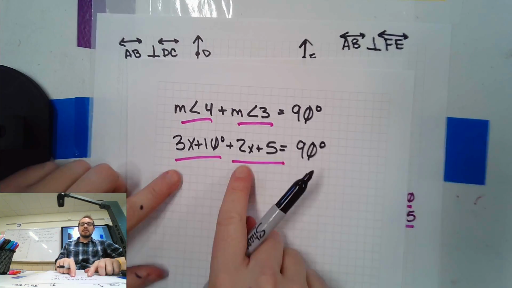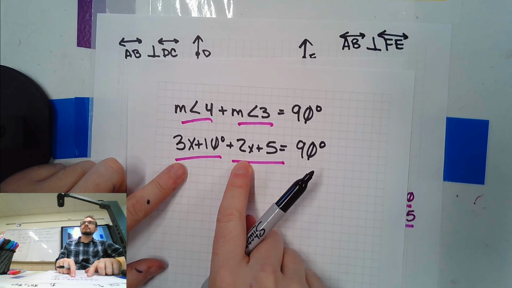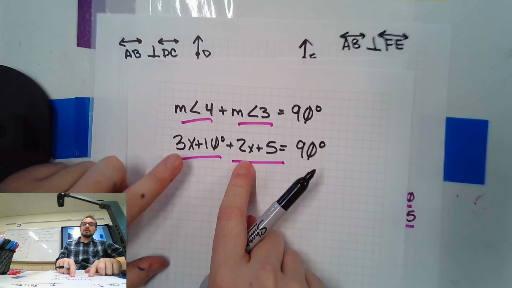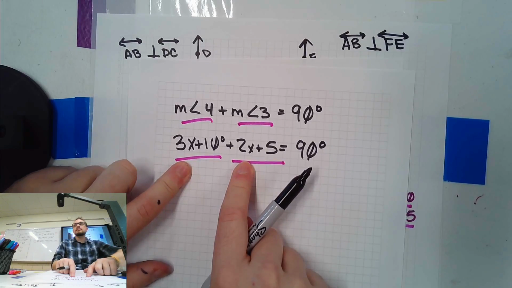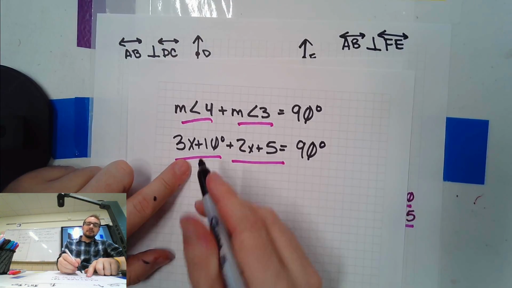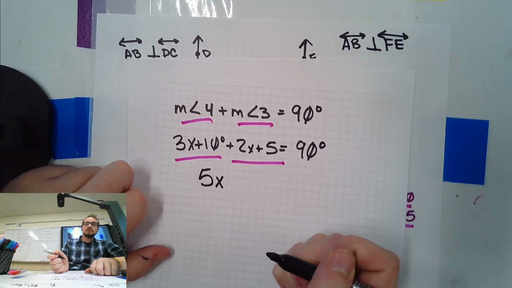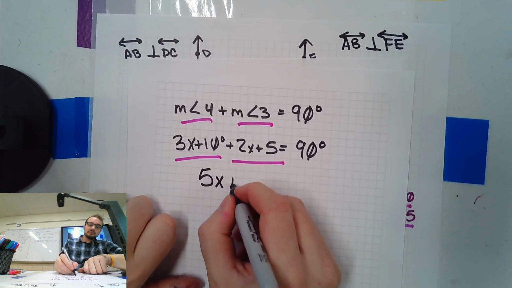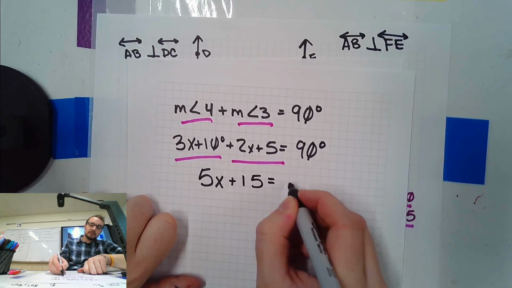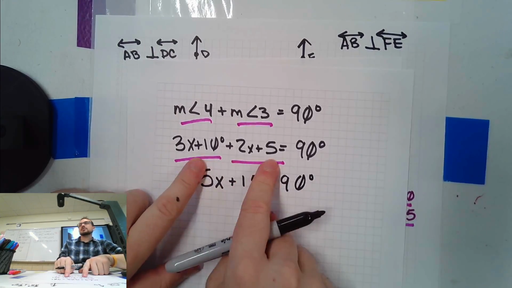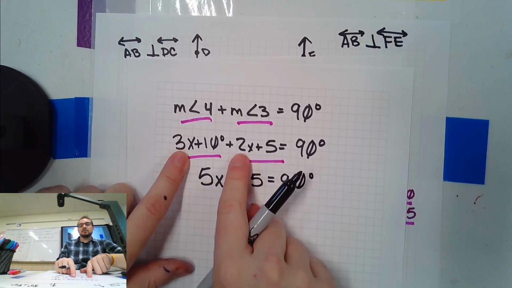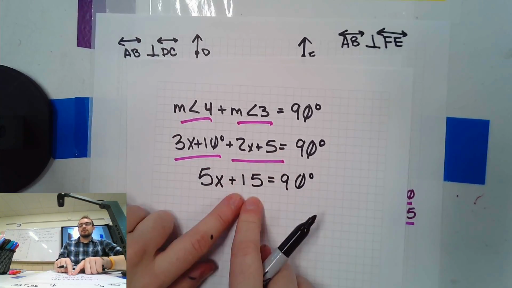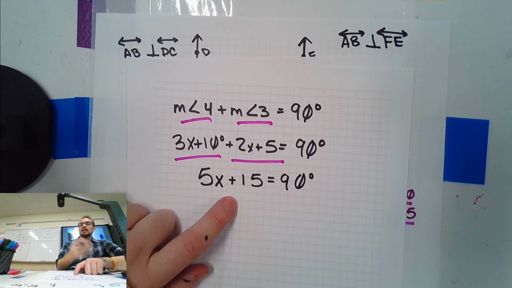Ava, how many x's do I have here? 2 here, and how many here? 2 and 3 makes 5, so 5x is total. Isabel, 10 and 5. What's that going to be? 15. Again, they're on the same side, so you just do what it says, right? Add 3x and 2x. Add 10 and 5. Don't need to subtract, right? Now we can subtract.